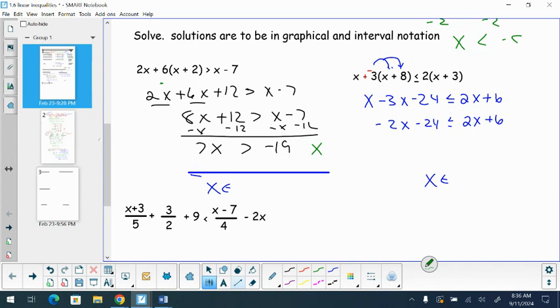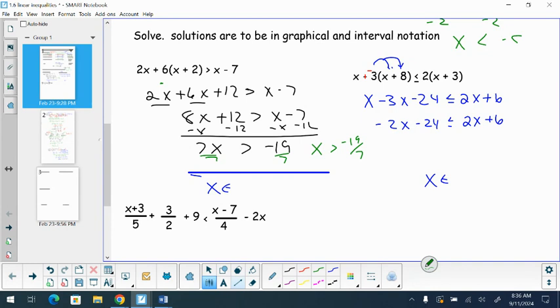You have 7x is greater than negative 19. What do you have to do to solve this? Divide by 7. Divide by 7, so x is going to be what? Well, just leave it in a fraction form. Yeah, x is greater than negative 19 over 7. Now, if you want to put it in decimal, that's fine. If you want to leave it like this, that's fine.